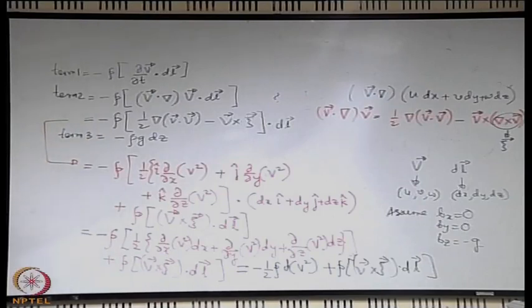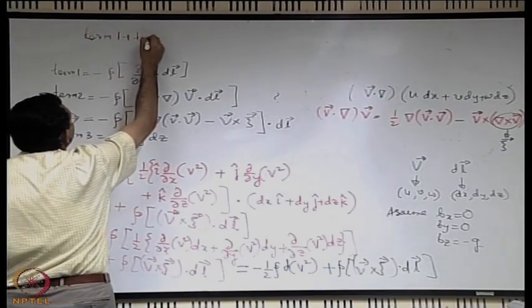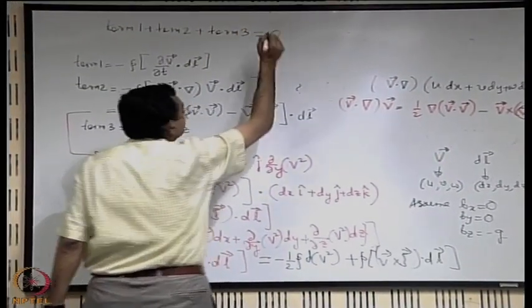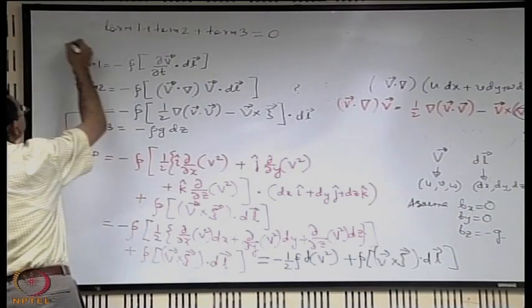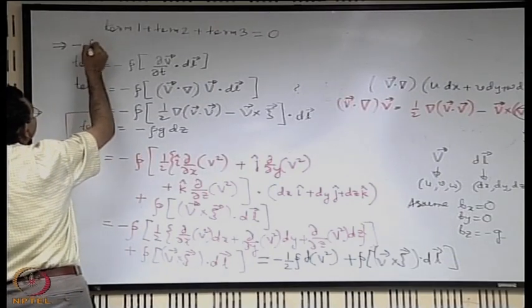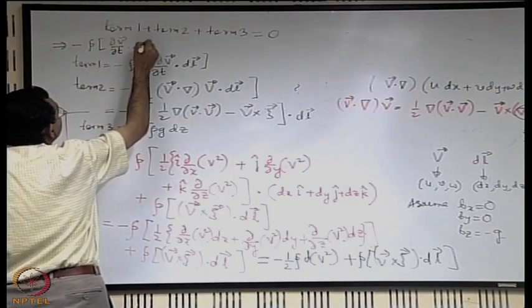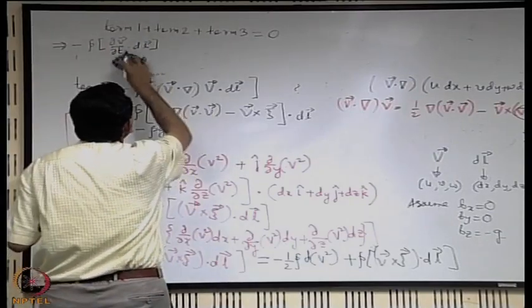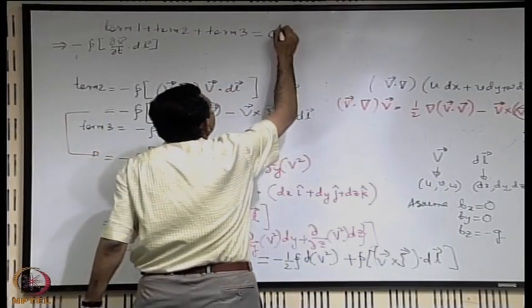Now let us put back all the terms together in the equation. So what is our equation? Our equation is term 1 plus term 2 plus term 3 is equal to 0. That means minus rho dp, that is the term 1. Sorry, not 0, it was dp.